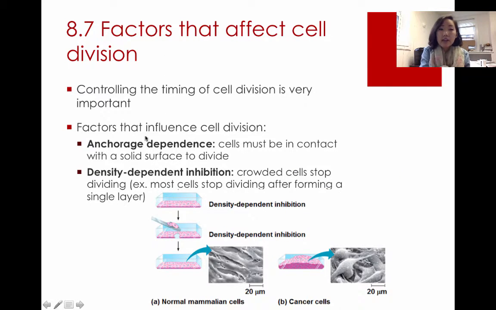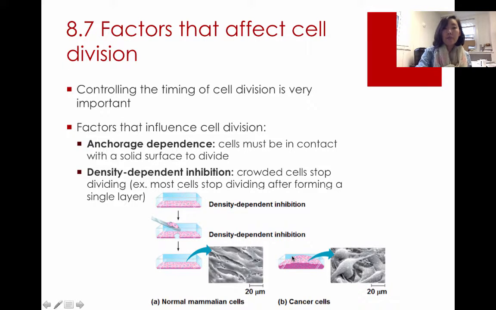Something else that affects cell division is density-dependent inhibition. This is the body's internal check to prevent the cells from getting too crowded. Once the cells start to touch each other, most cells will stop dividing when they form a single layer. This picture shows that if you have one single layer and you remove some, the cells will replicate just enough to reform that single layer, but it won't form more and won't start to stack on top of itself. This picture right here, the cells stacking on each other, is a representation of cancer cells, which don't have that check.